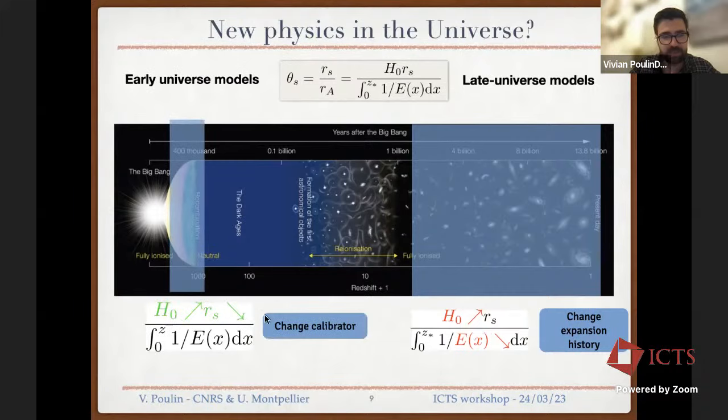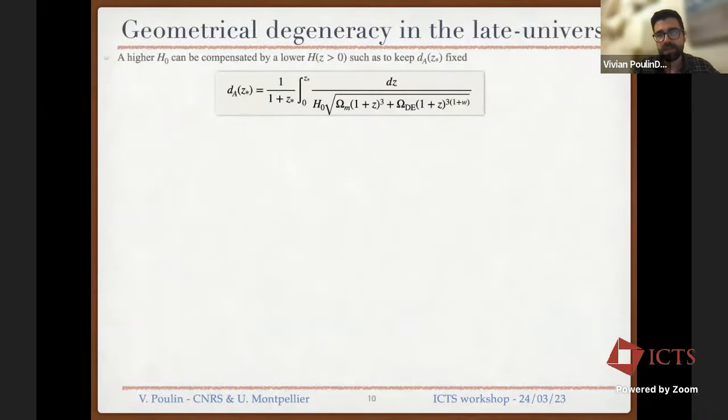Alternatively, what you could say is I leave the late universe expansion history unaffected, and I change the sound horizon's intrinsic size, and I can compensate the fact that H0 is larger by decreasing the size of the sound horizon. So these are two, broadly speaking, categories of solution: late universe solutions and early universe solutions. And I'm going to argue now that, unfortunately, the late universe solutions are disfavored by the data.